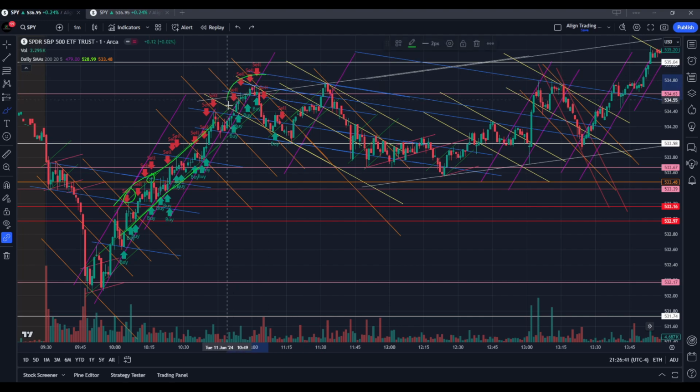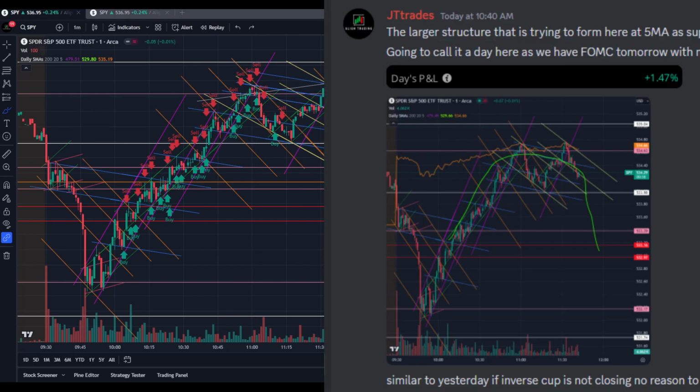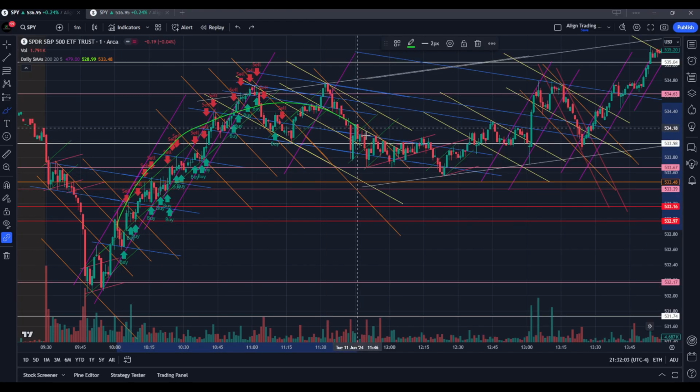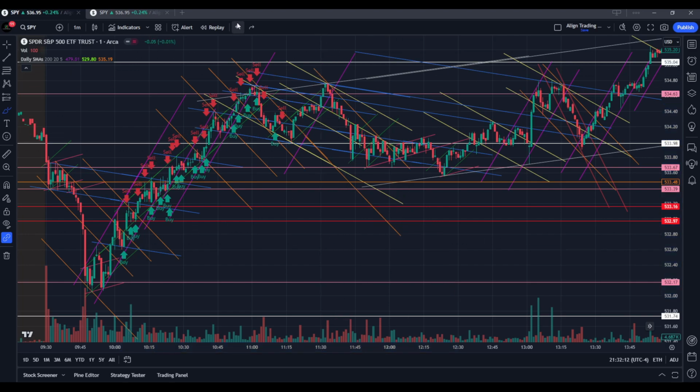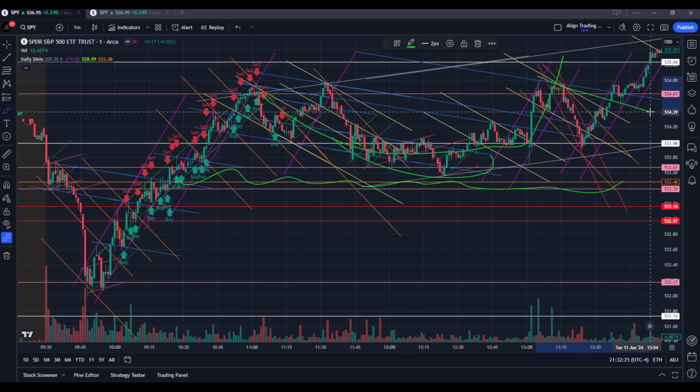After that 5-day moving average retest right here, I explained that if we were going to go down, we needed to form this inverse cup first, and that if that did not happen, similar to yesterday, there was no reason to short this. You can see that we never formed that inverse cup, and instead we started to form this cup right here off of this moving average and that 534, as well as support, which gave us this handle.